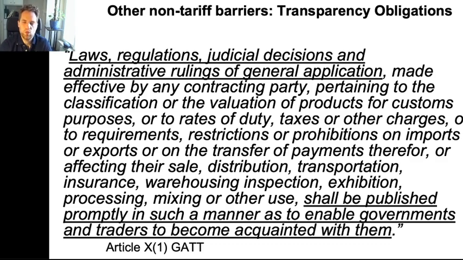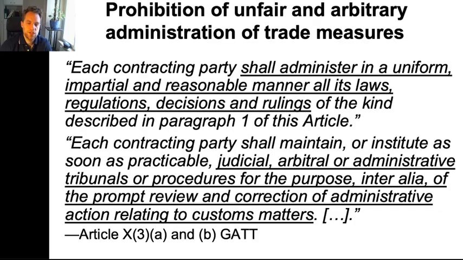You could say this is somewhat the Transparency International or Rule of Law article of the GATT. It says that, as you see here, laws, regulations, judicial decisions, and administrative rulings of general application shall be published promptly in such a manner as to enable governments and traders to become acquainted with them. Long story short, transparency, one of the key elements of international business or trade activities in general.